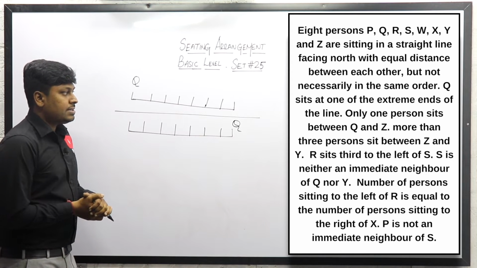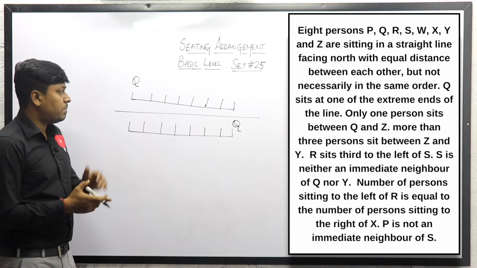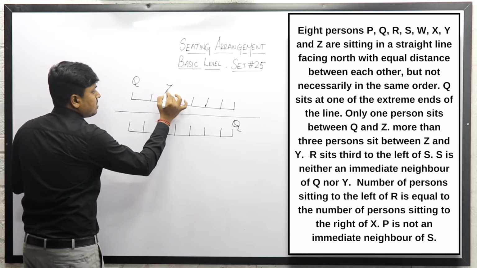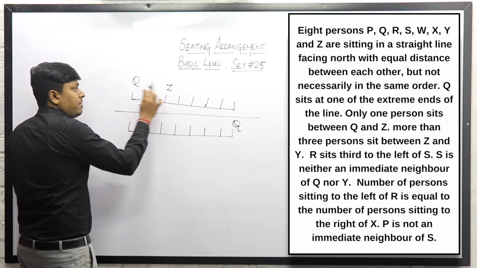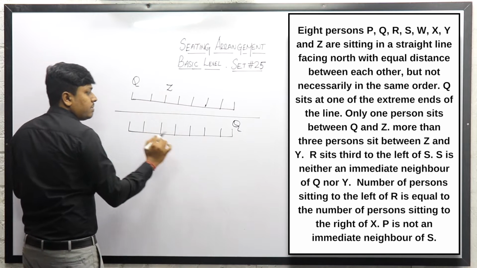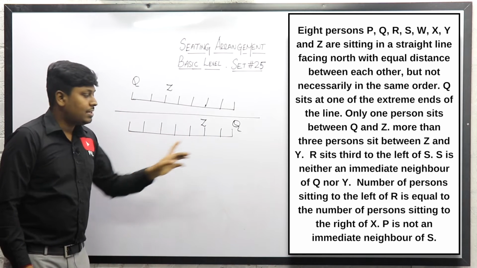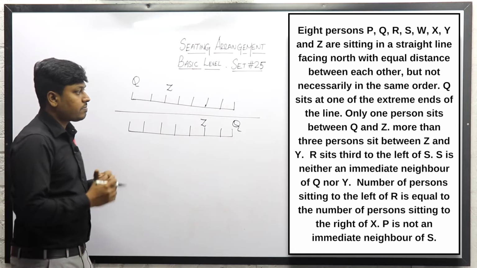Only one person is sitting between Q and Z. So between Q and Z there should be a gap of one person. Definitely in this possible diagram I should fix Z here. Similarly, I should fix Z here. So between Q and Z there is a gap of one person.